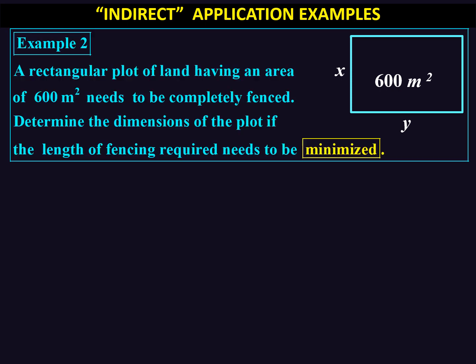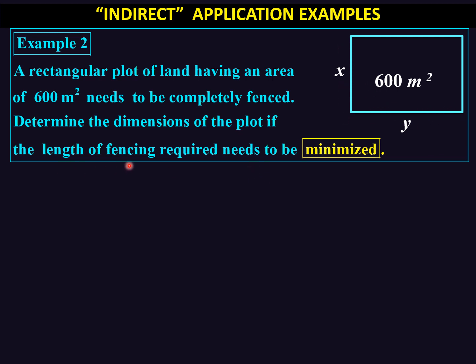Let's look at this problem here. We have a rectangular plot as shown here. There's a rectangular plot, and it has an area of 600 meters squared. Come, quickly tell me what's the area formula for a rectangle. This is easy stuff, grade 5. Length times breadth, right? Determine the dimensions of the plot if the length of... Let's read this. What do they mean by dimensions? That's right, the length and the breadth, or in this case our x and our y.